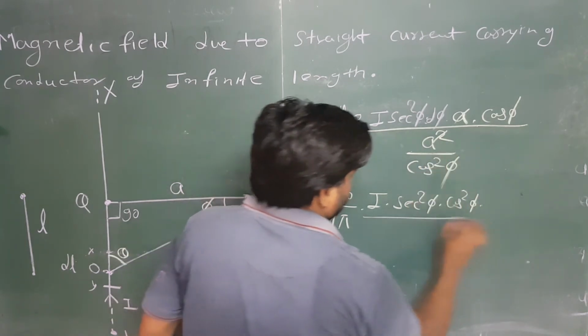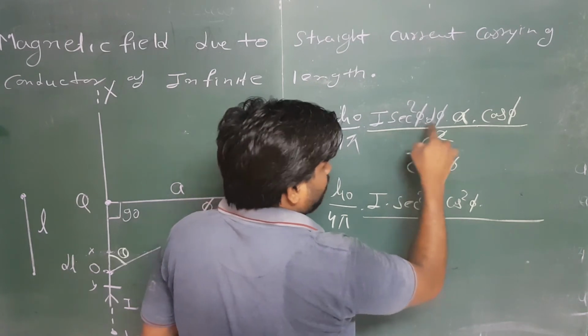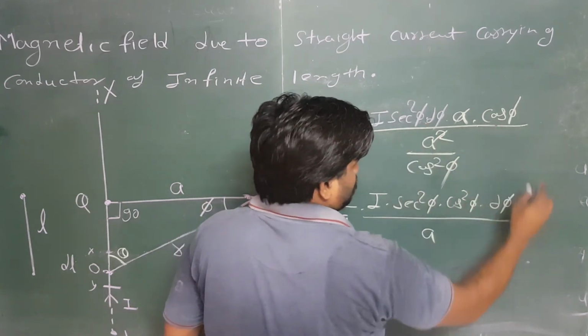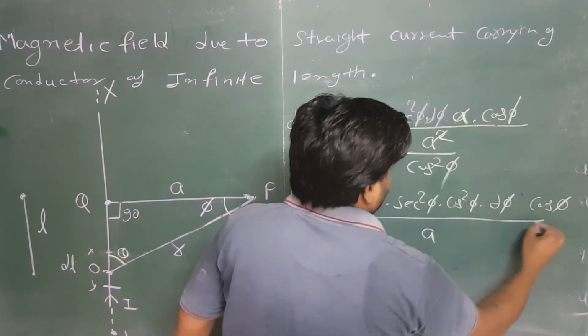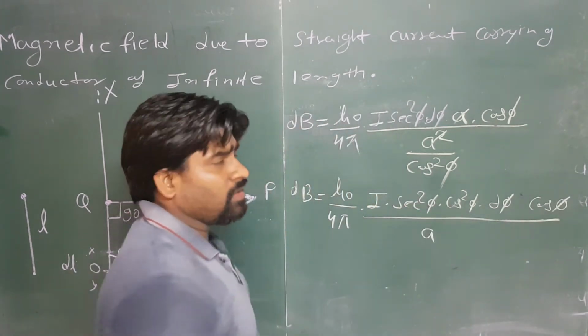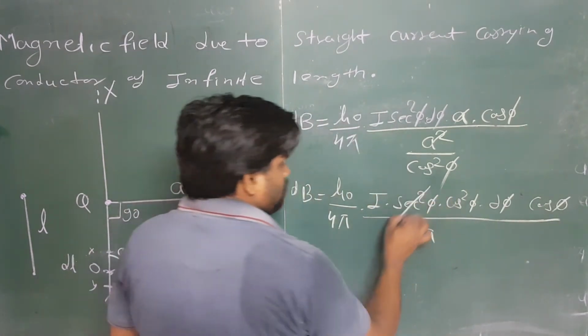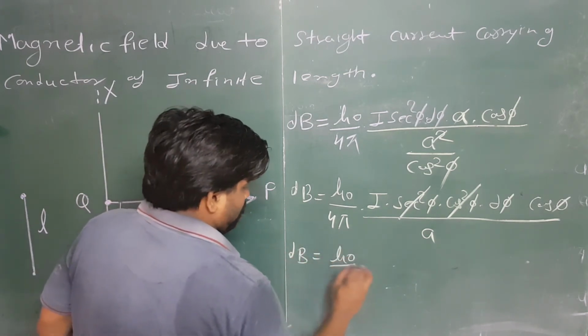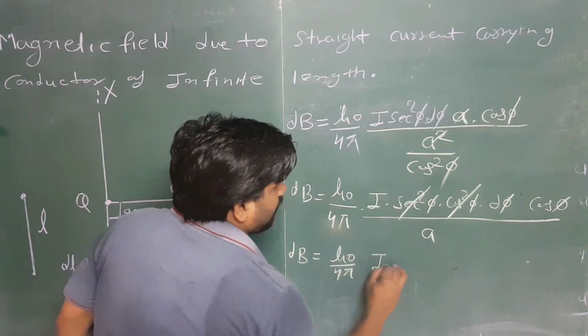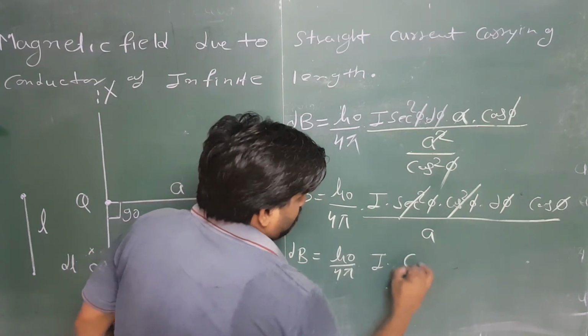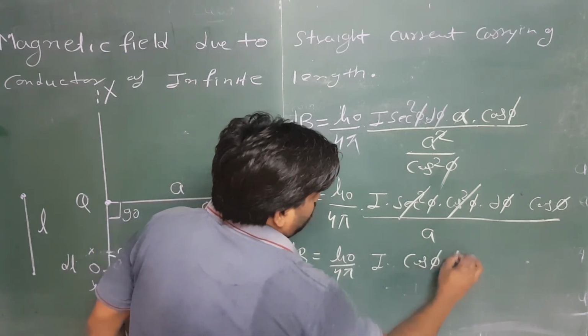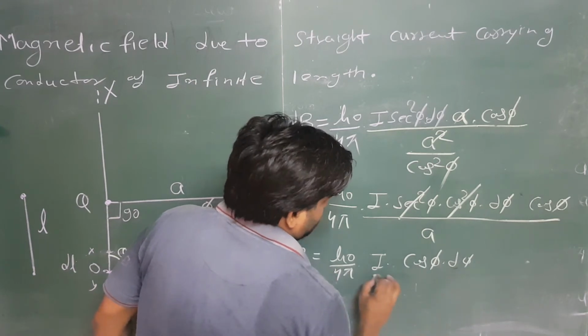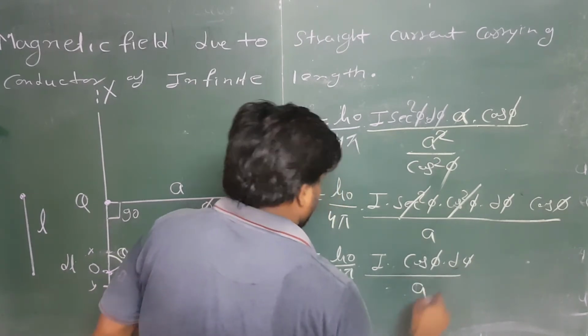One A cancels, so you can write here that A and d phi are here. This cos phi is also there, and you know the sec square phi and the cos square phi will cancel because they are inverses. So only one thing will be left: mu 0 by 4 pi I dot cos phi dot d phi divided by A.